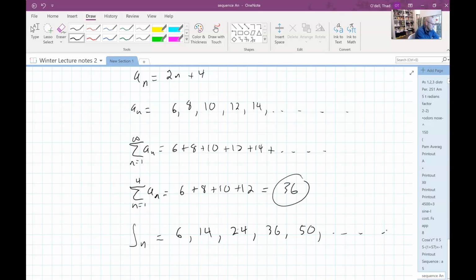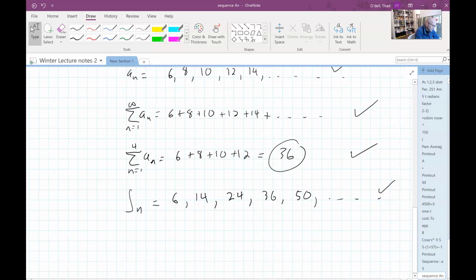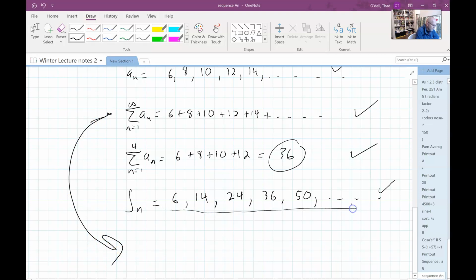So here's the sequence. There's the infinite series associated with that sequence. Here's an example of a partial sum associated with that sequence. And here is the sequence of partial sums that also goes with those sequences. So now, the question of whether this infinite series converges or diverges? Well, we can look at this right now and tell that it is just going to get bigger and bigger without bound, right? Because each term of the sequence is getting larger.